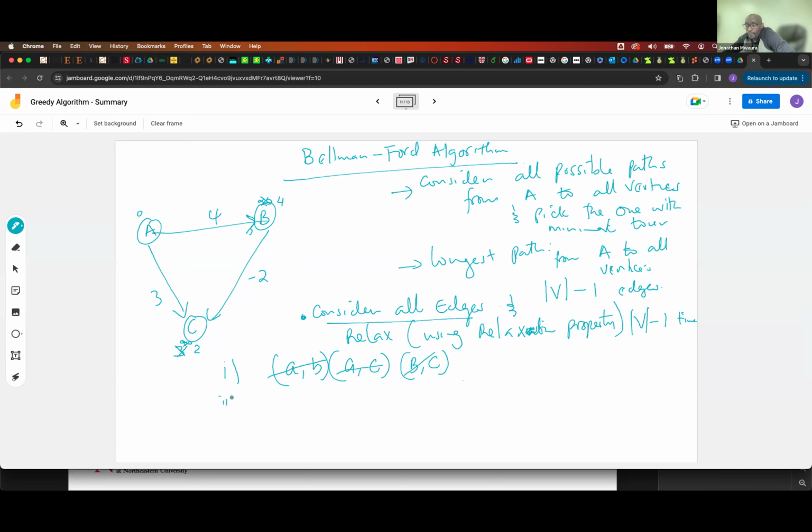Then the second time, again, we consider A to B. So we consider AB, AC, and then BC. We consider all of them. And because we are considering them, sorry, I think the share did not work.